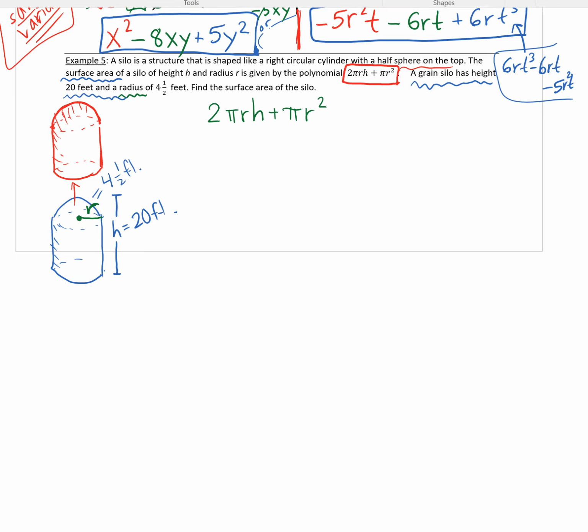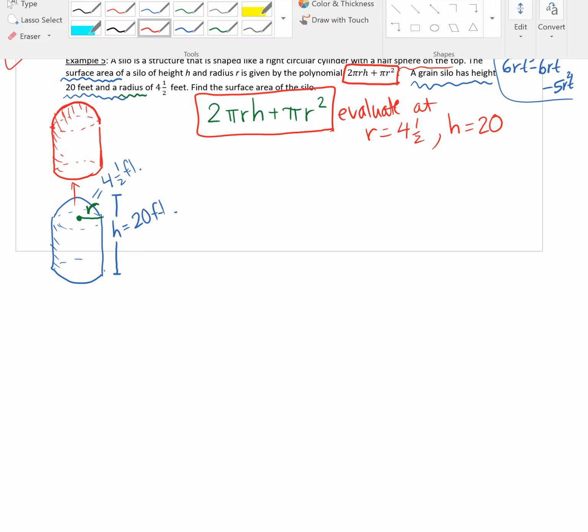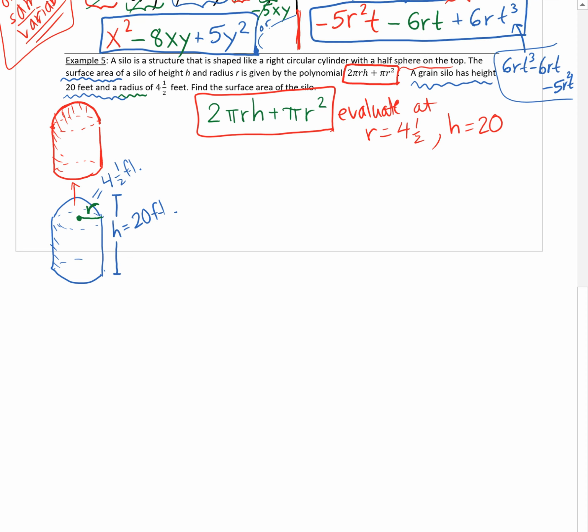So really, this is just an excuse for us to take this polynomial, which looks complicated, and really what we're doing is evaluating it. Like the very first example we did, the radius they gave us was 4.5 feet, and height was 20 feet. We just substituted x equals blah, y equals blah. We're going to do that here. I guess this is more like real life stuff.